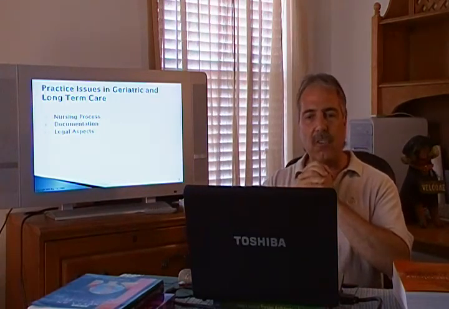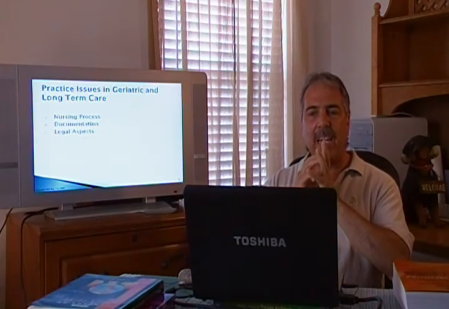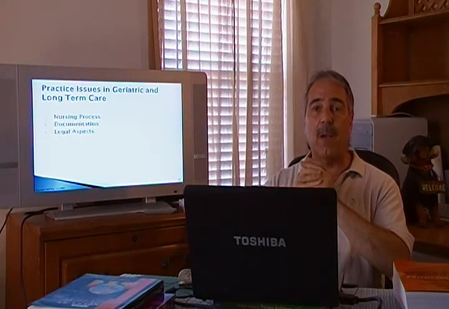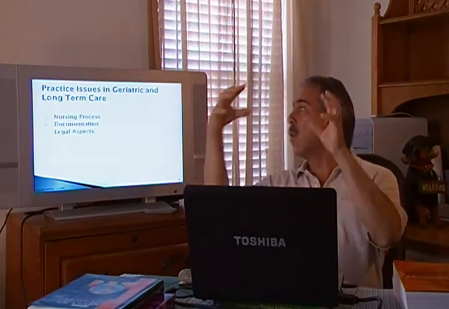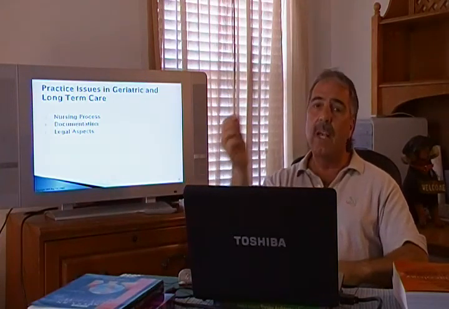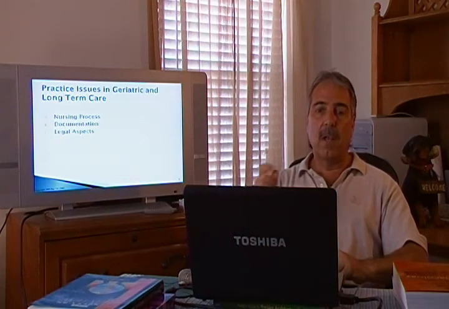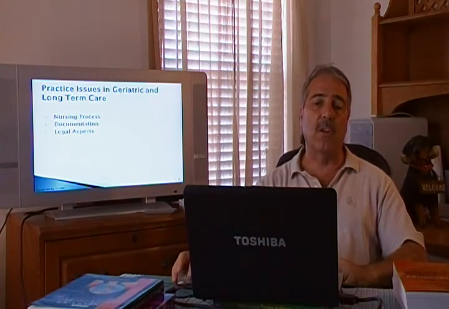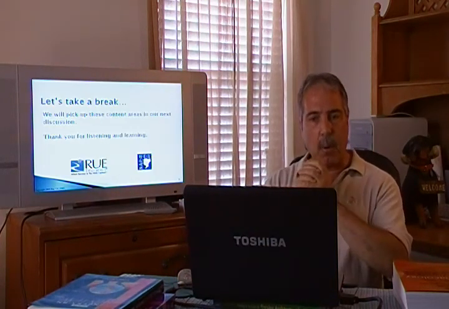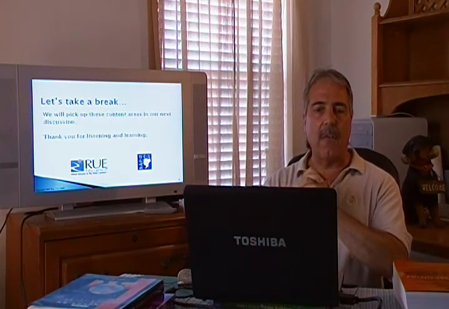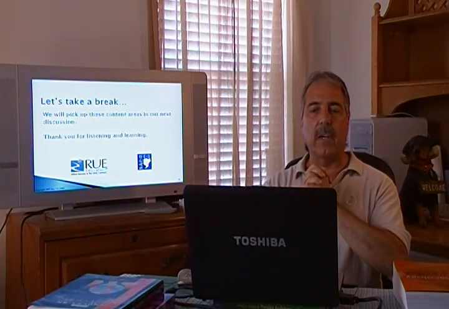The practice issues in geriatric and long-term care include 3 areas, and we've heard these very well: nursing process, documentation, and the legal aspects. Those are the 3 processes we have to look at. And at this point, let us take a break, get ourselves together, and we will pick up those content areas on our next discussion.